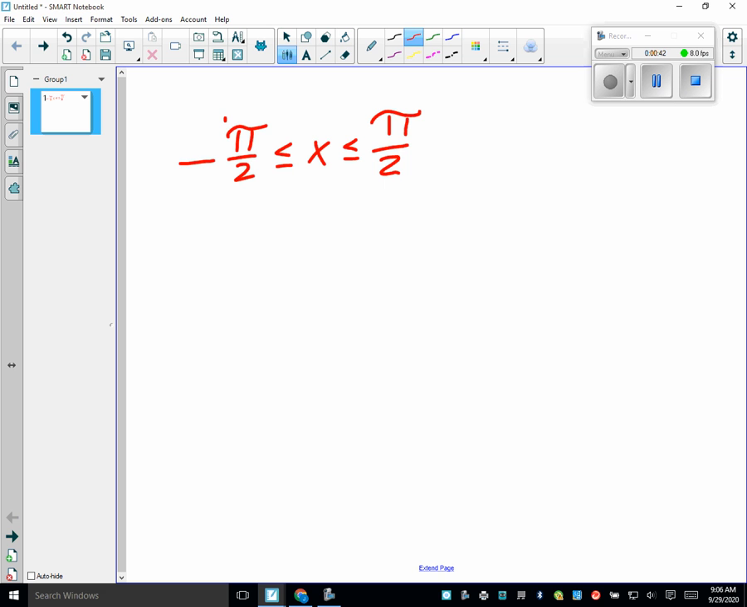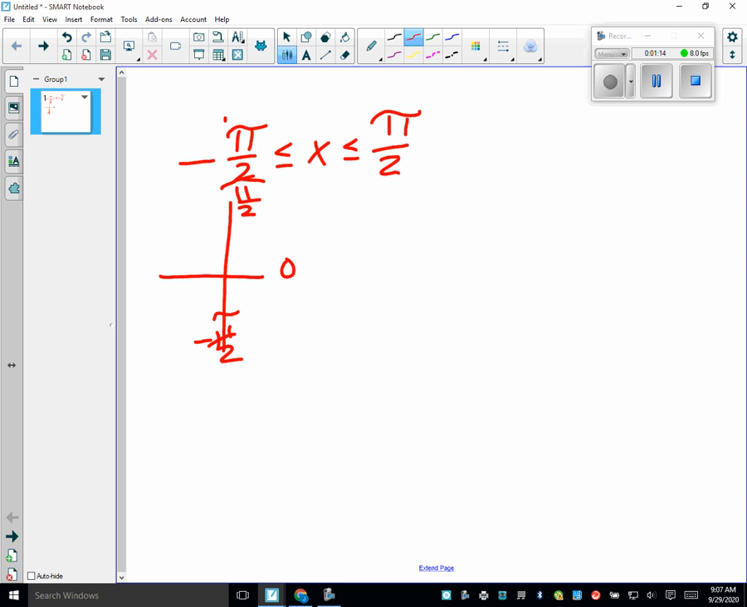If you think negative pi over 2 to positive pi over 2, what quadrants is that? Remember quadrants? This was 0, this was pi over 2, this was negative pi over 2. Quadrants 4 and 1. So everything we do today will be in quadrant 4 or quadrant 1.